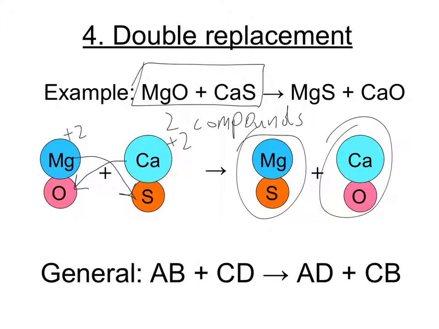So they're switching partners, just like if they were dance partners. They would switch. In the general equation down here, notice how compound AB and compound CD react. They flip-flop partners, and they create new products. That's how you can tell the difference between double replacement.